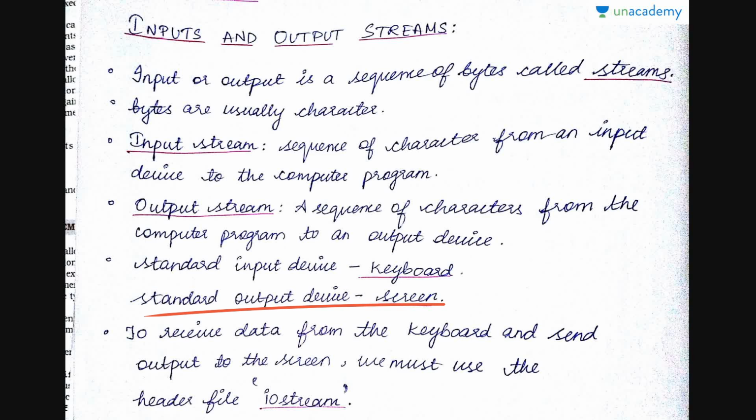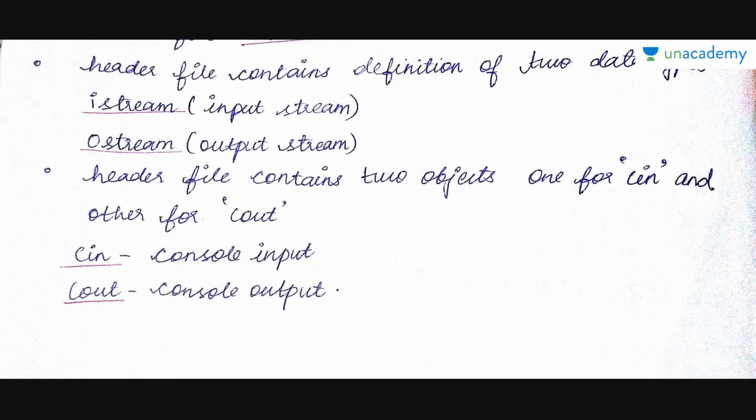To receive data from the keyboard and send it out to the screen, we must use the header file iostream. What does the header file contain? Let us see now. The header file contains definitions of two data types. One is istream, for input stream, and the other is ostream, which is output stream. Both together form the iostream.